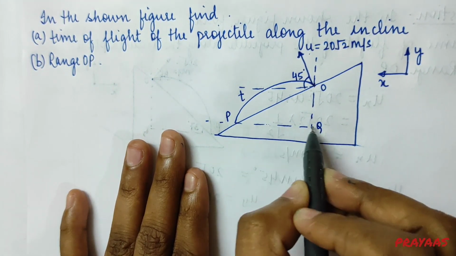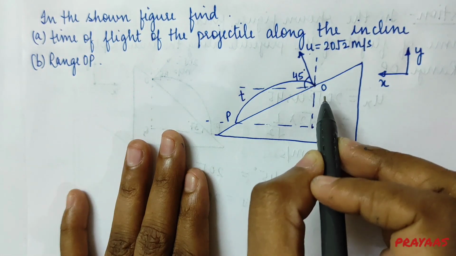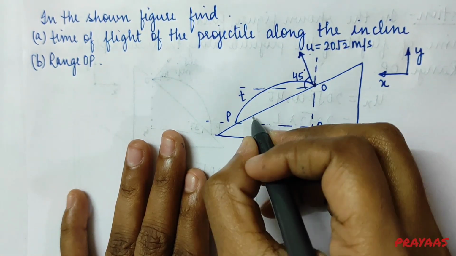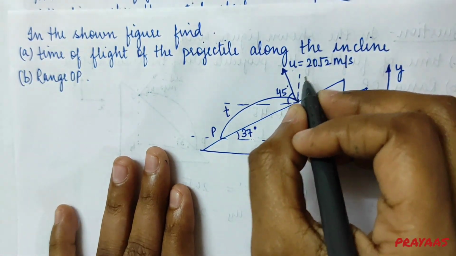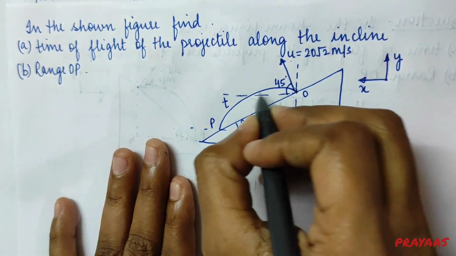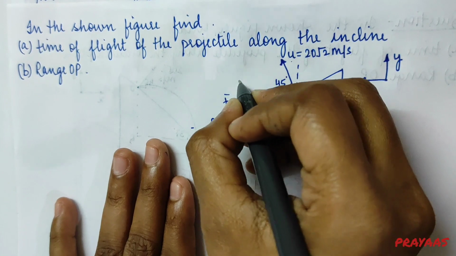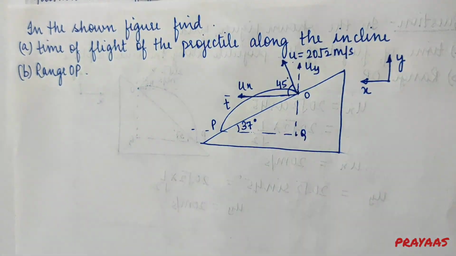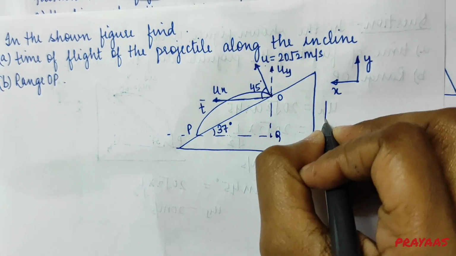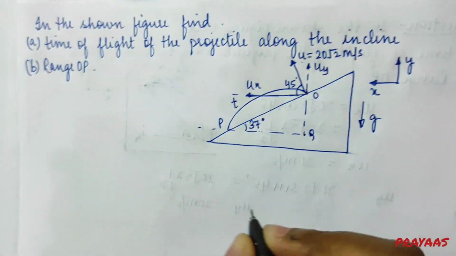This distance from here to here is PQ and the distance from here to here is OQ. This is given as 37 degrees. I am making two components of the velocity, one in x direction that is ux and the other one in y direction as uy. Acceleration due to gravity will act in vertically downward direction.